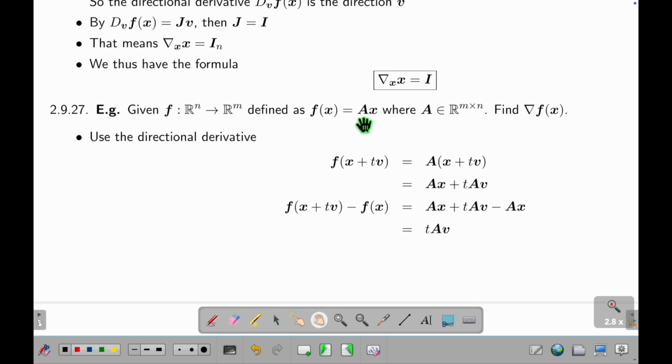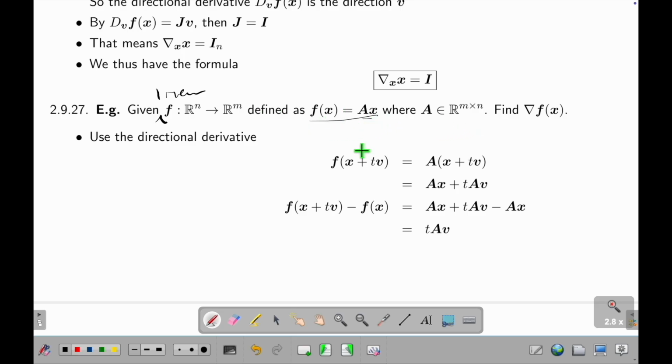What about this one? Now I have Ax. So what? Rn to Rm. First of all, Rn to Rm is linear. Because it's linear, by linear algebra, any linear function from Rn to Rm has a matrix such that this is true. This is by linear algebra.